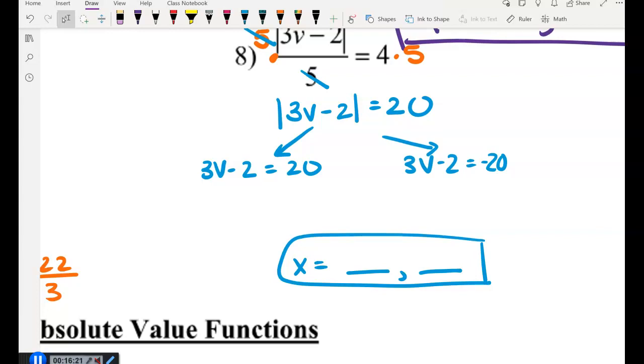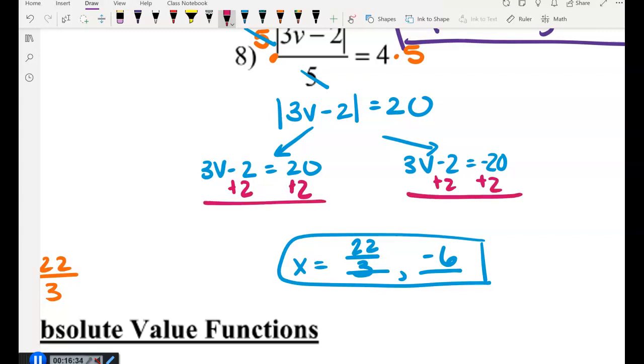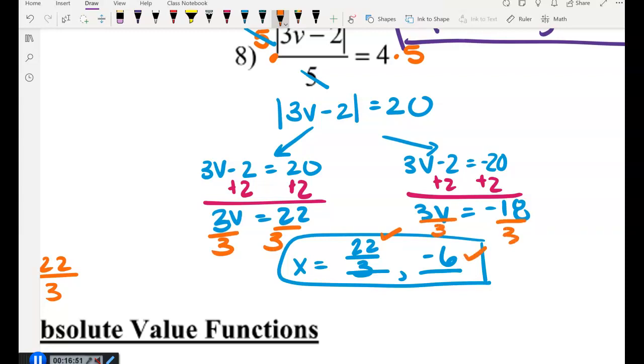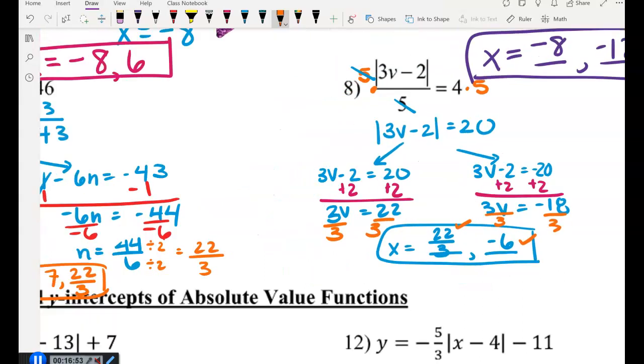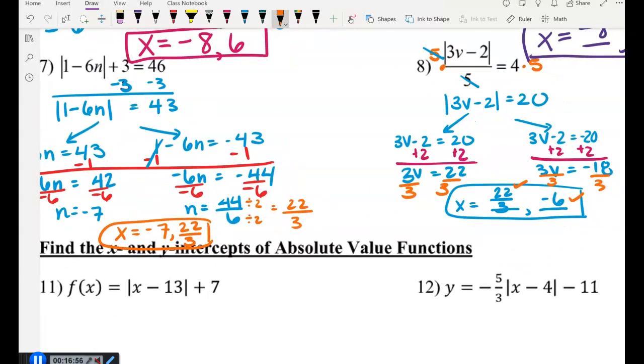Okay, so let me write it down first and then we'll backtrack. You said 20, one more time? Okay, so let's see. First step, we added 2 to each and every term here. So now that means we have 3v equals 22. Over here, 3v equals negative 18, right, students? Then divide each and every term by 3. That's how we got 22 over 3. Divide this by 3. That's how we got negative 6. Good job. Now, if you have time on an exam, should we plug it back and check? Yeah. All right, next.